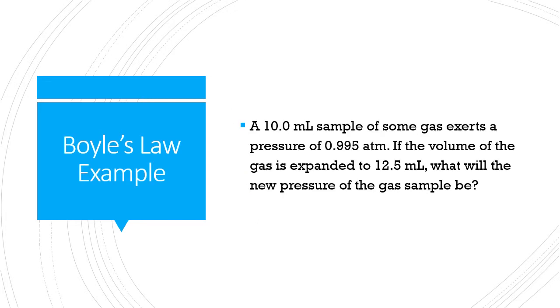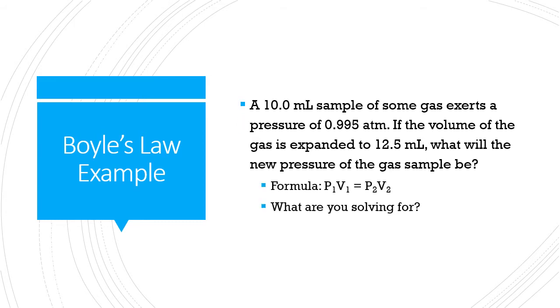Let's take a look at an example calculation involving Boyle's law. A 10 milliliter sample of some gas exerts a pressure of 0.995 atmospheres. If the volume of the gas is expanded to 12.5 milliliters, what will the new pressure of the gas sample be? Since we know this is a Boyle's law example, we will use the formula P1V1 equals P2V2. What are we solving for here? We have 2 volumes and 1 pressure already given, which implies we're solving for one of the pressures.